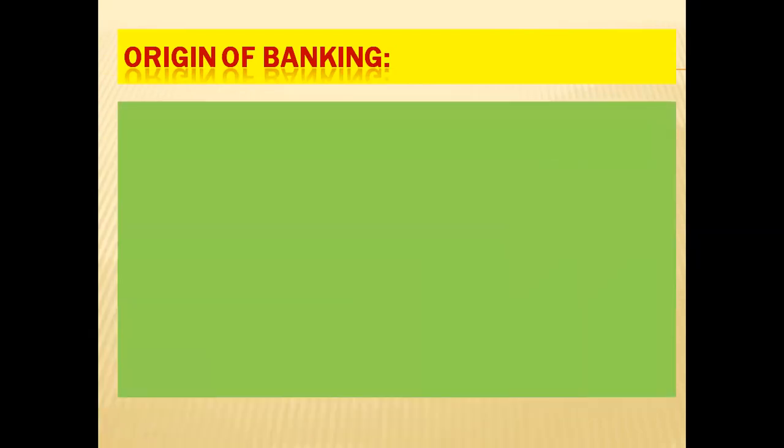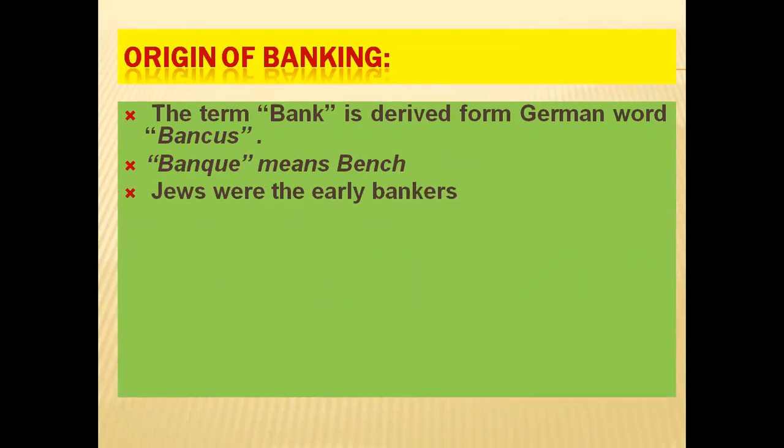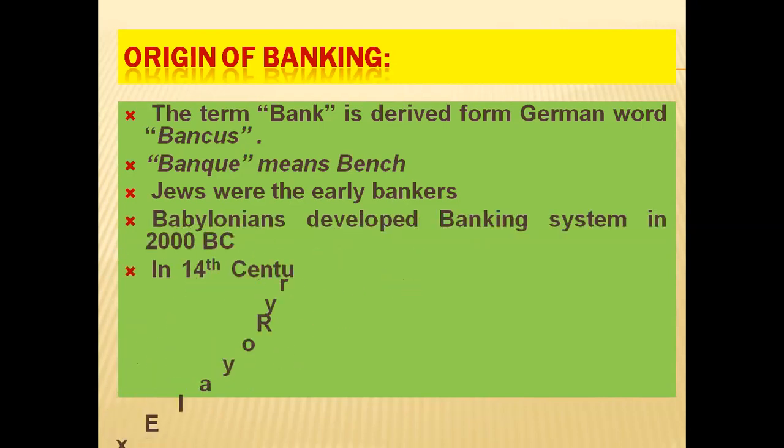I hope you have understood what is a bank. Now we will see the origin of banking. The word bank is derived from the German word Bankus and Banek, which means bench. Jews were the early bankers, and the Babylonians developed the banking system in 2000 BC. In the 14th century, royal exchanges did banking on behalf of kings. Then the goldsmiths did the job of accepting money. The Bank of England was started in 1694.